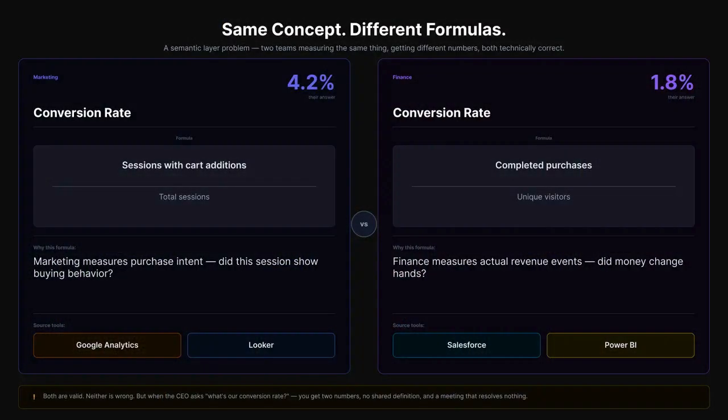Now contrast that with an e-commerce company that operates in one market with a clear product model and a well-understood set of entities. Their problem is simpler. The marketing team and the finance team calculate conversion rate differently. Marketing counts any session that leads to a cart addition. Finance counts only completed purchases divided by unique visitors. The entities are not in dispute. Everyone agrees on what a session, a visitor, and a purchase are.